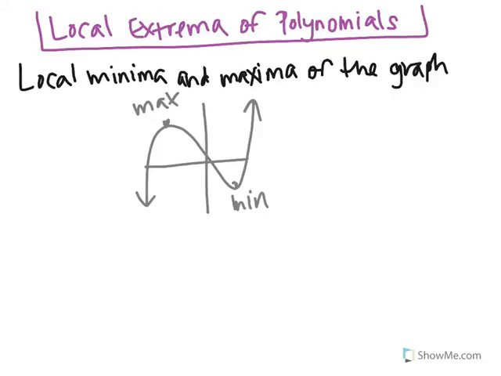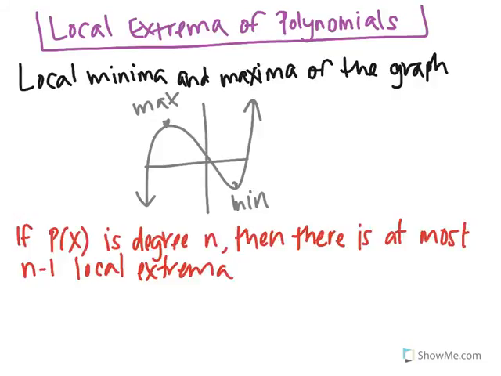So there is one theorem, and the theorem states if p of x is degree n, then there is at most n minus 1 local extrema. So basically in the example I drew here, we have the degree 1, 2, and 3. That means there's 1 less than 3, or 2 local extrema.